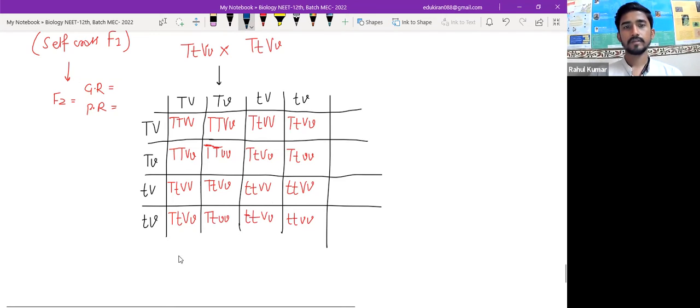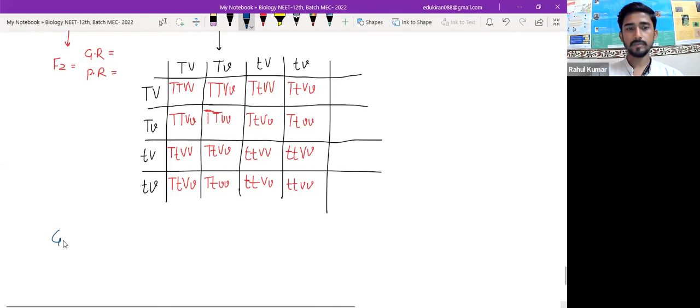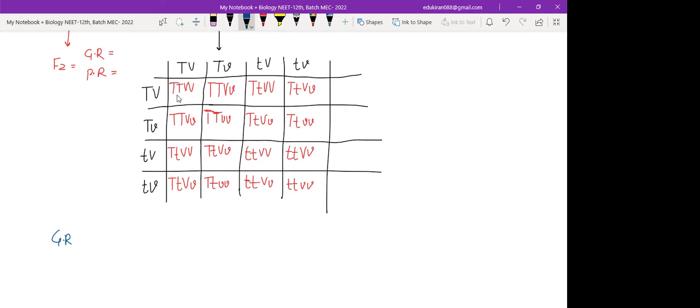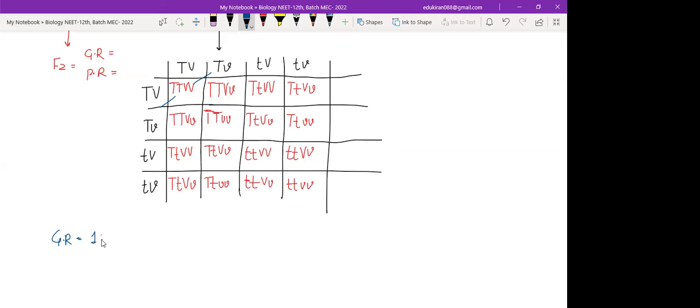Yes. Now, looking at the cross, let's first figure out the genotypic ratio and the phenotypic ratio. You have to tell me how many different kinds of genotypes are possible. First, I have to identify that. This is the first type, right? Can you see any genotype like this anywhere else? No. So this one is unique, right? Yes. Ratio is 1:2.